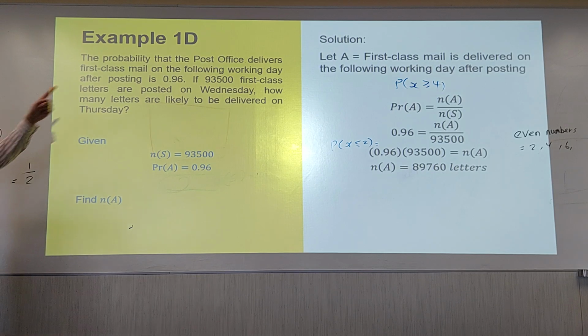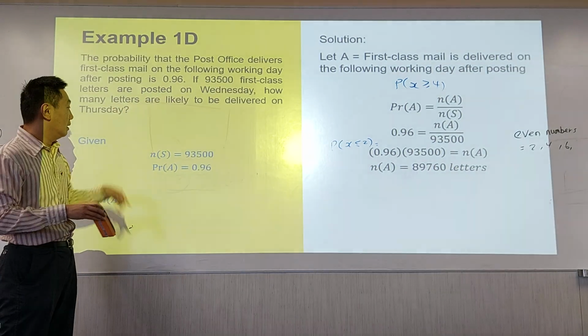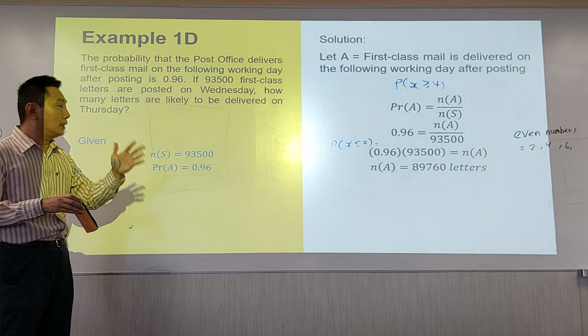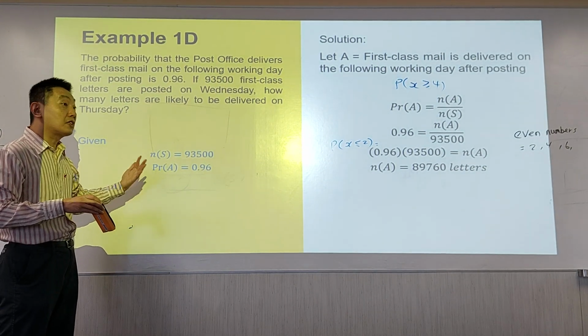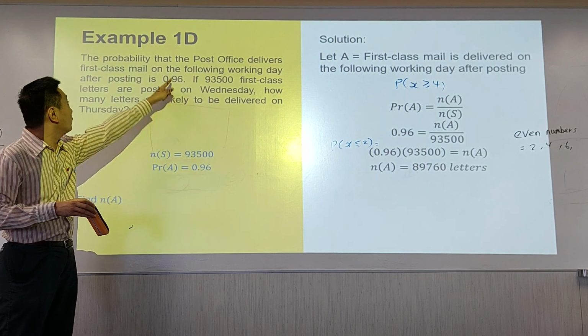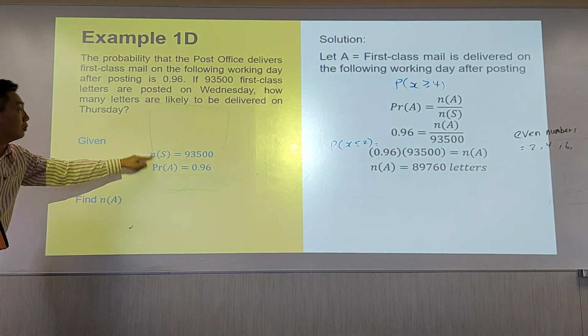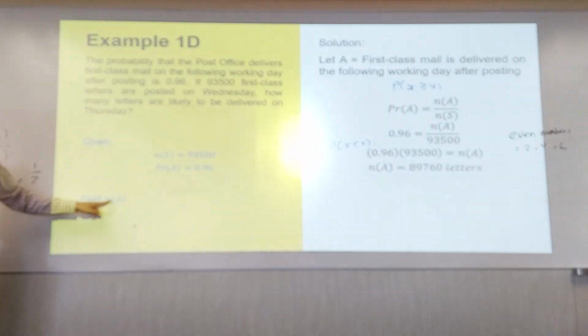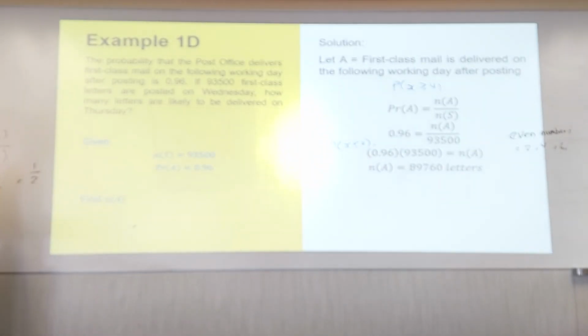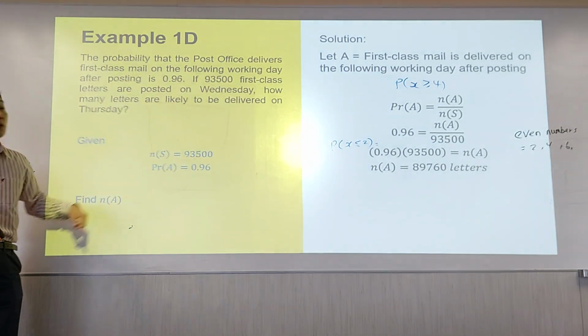And then we can use A also to represent... We assume that A means the mail will be delivered on time. Delivered on time means delivered successfully on the following day. So it's already given, 0.96. So these two pieces of information are already given to us. We are asked to calculate NA. How many letters are going to be delivered on time?